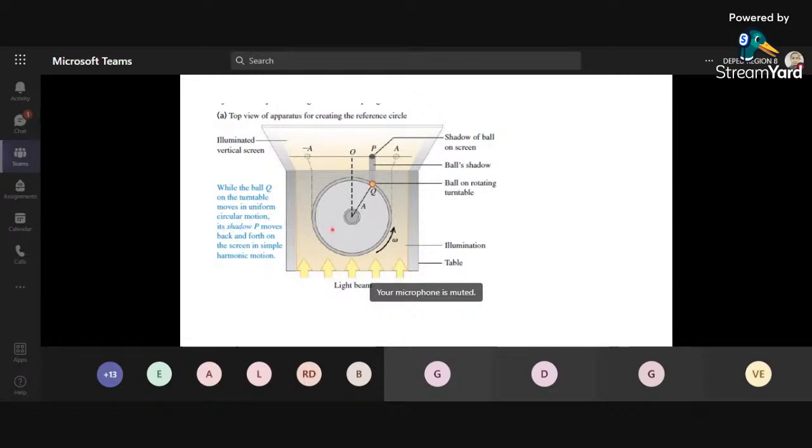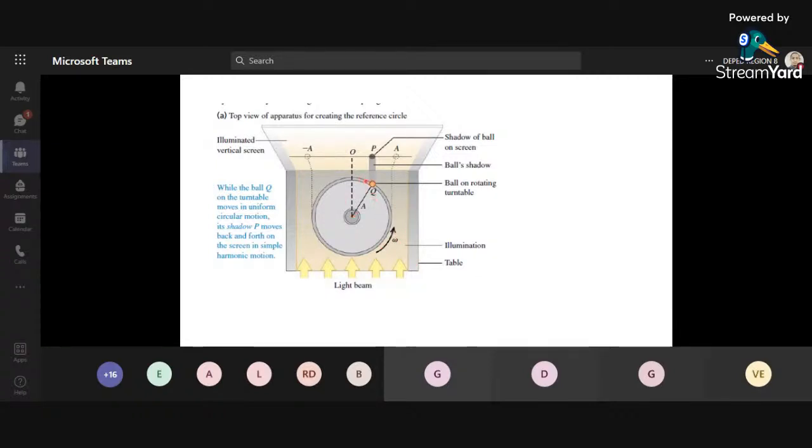So this is the horizontal disc, and then it has a radius. We denote the radius as A. So the radius A is the length from the outer rim of the circle to the midpoint of the circle. So this horizontal disc rotates with a constant angular speed v.